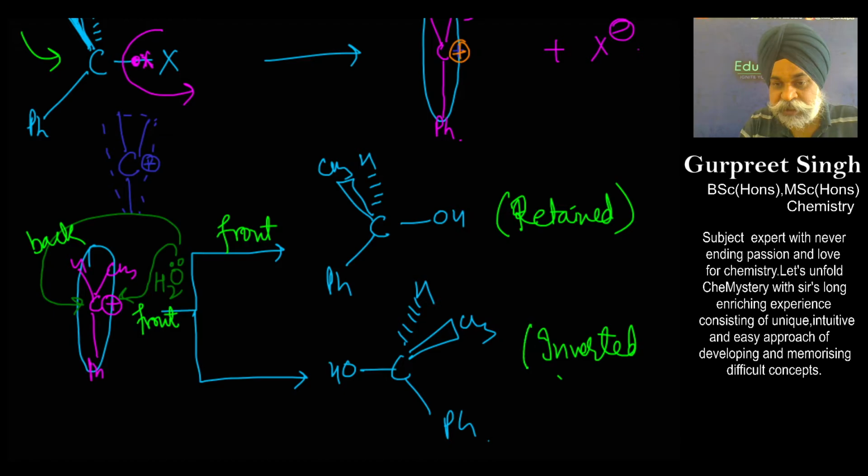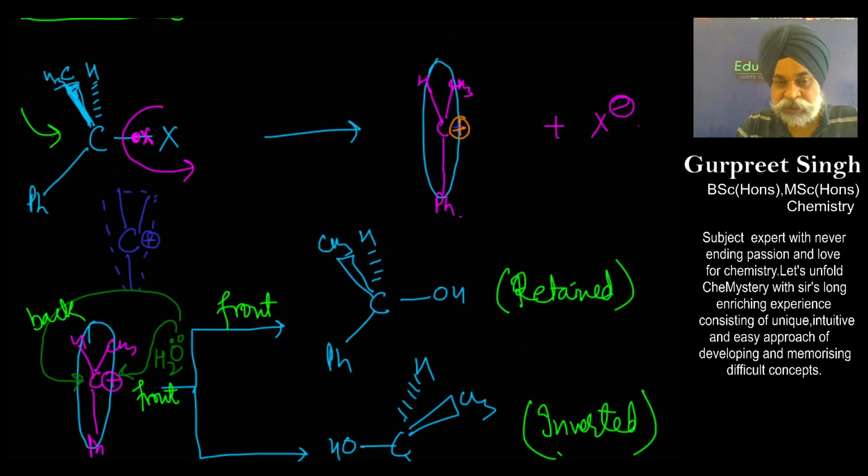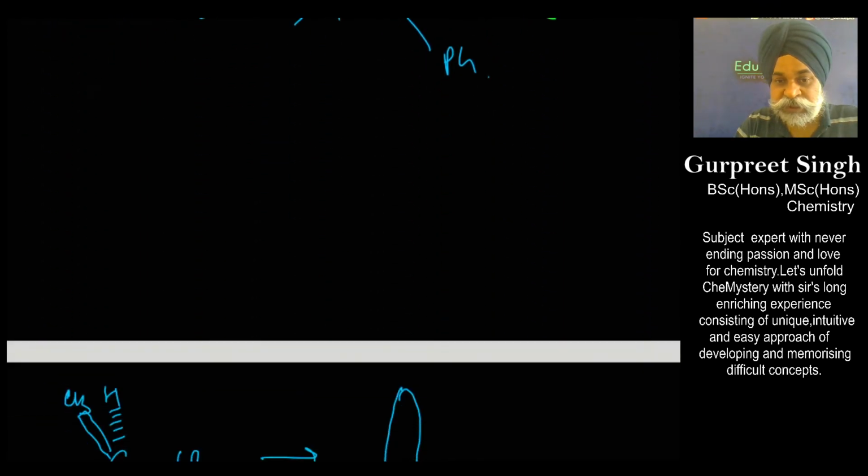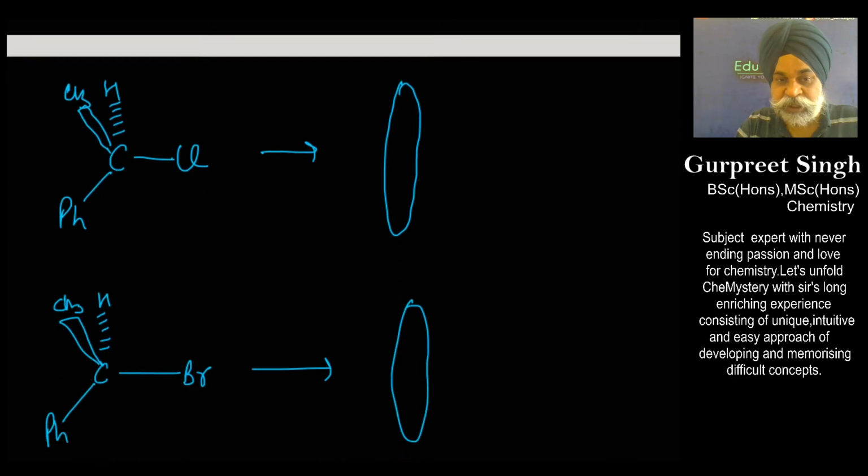Now the point is, we have to figure out what would be the fate of the thing, because when you replace this X with Br or Cl, what shall be the product formation, and how do these retained and inverted products get changed. Now we have a very interesting logic here. Once this carbocation has been formed, let me show it like this.